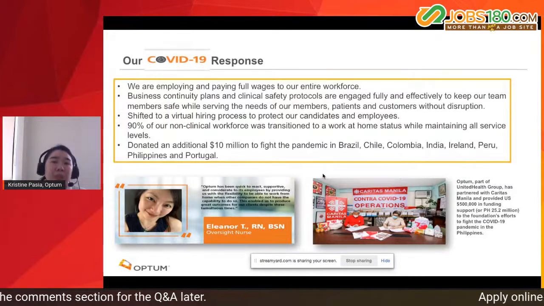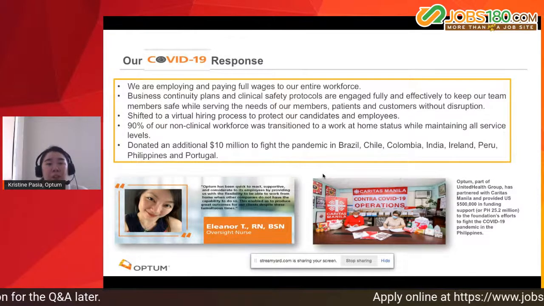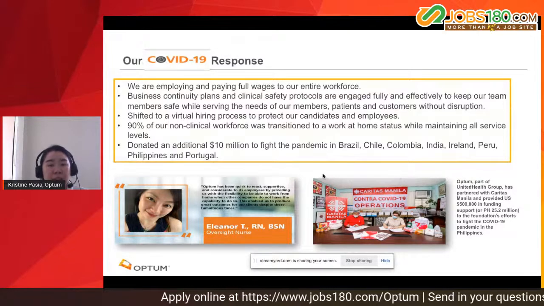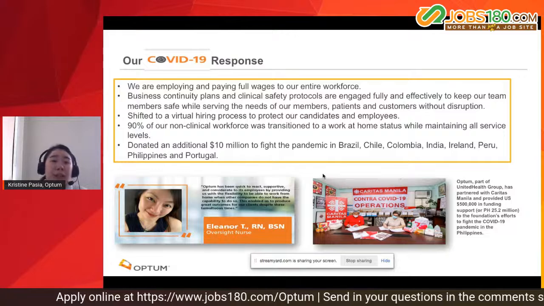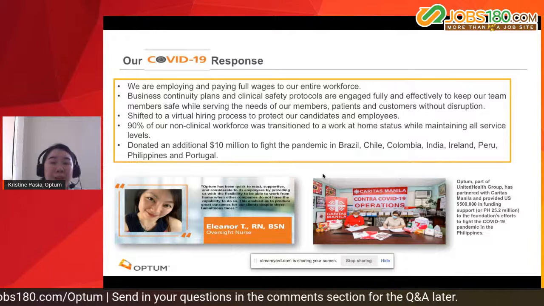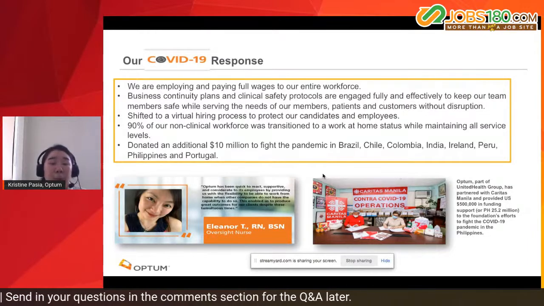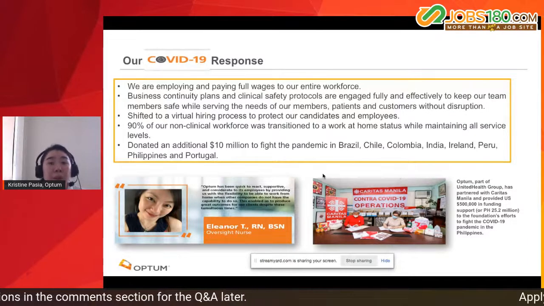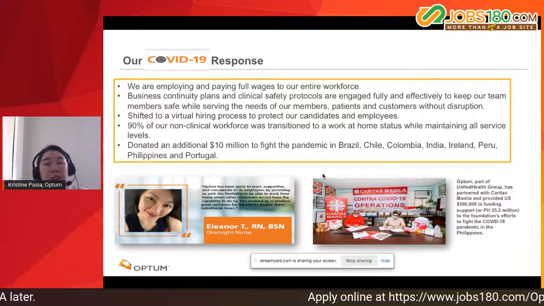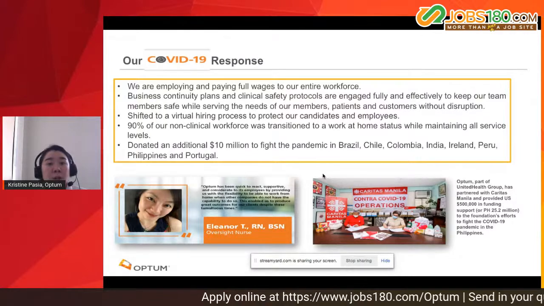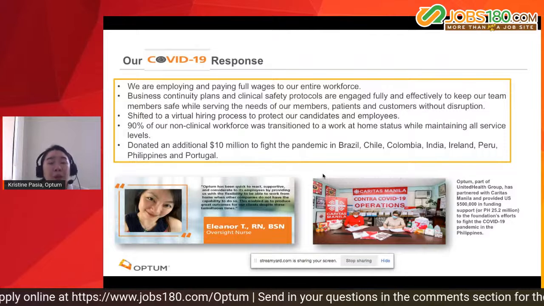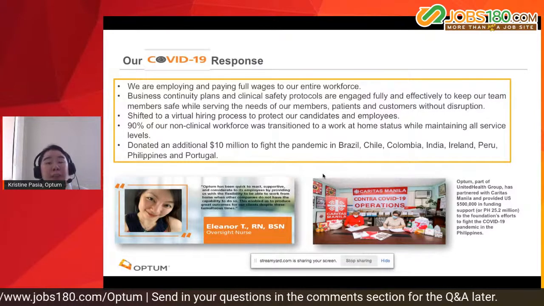But since then, we have still been employing and paying full wages for our entire workforce. Again, we really live through our mission and values of the organization, and I truly saw this during the time of COVID. And also with the mission and values of the company, we did not stop there. We continue to help other people around the world, especially in the locations of Optum in the world. And locally in the Philippines, we were able to partner with Caritas Manila, where we donated a sum of money to help those who were affected by the pandemic.